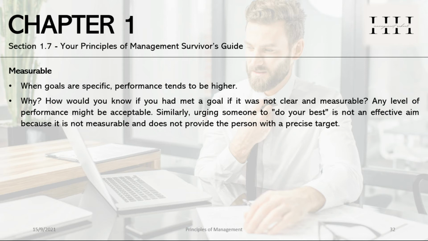Measurable. When goals are specific, performance tends to be higher. Why? How would you know if you had met a goal, if it was not clear and measurable? Any level of performance might be acceptable. Similarly, urging someone to do your best is not an effective aim, because it is not measurable, and does not provide the person with a precise target.